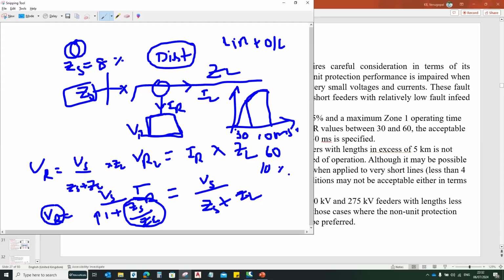When your source impedance ratio is between 0 and 30, the secondary values of the voltage and the currents will have a 5% error. If you go to 30 to 60, there will be 10% error, which is not good for distance protection relay operation. So this relay may maloperate if you go with distance operation. To avoid that, we go with line differential protection and overcurrent and earth fault protection as a backup.